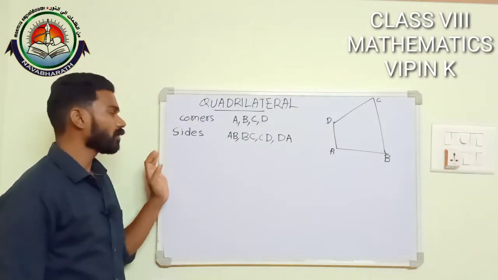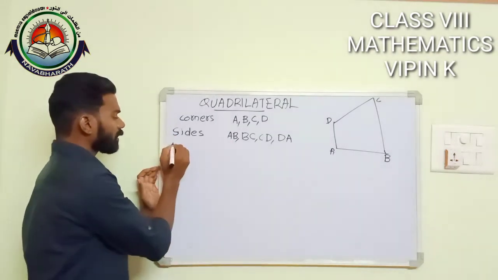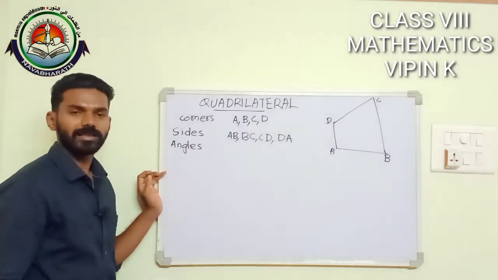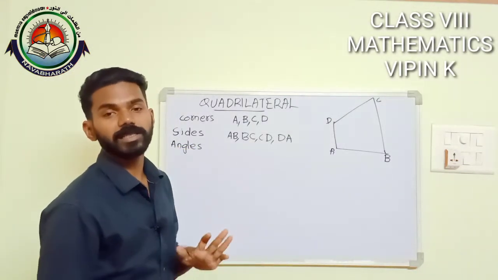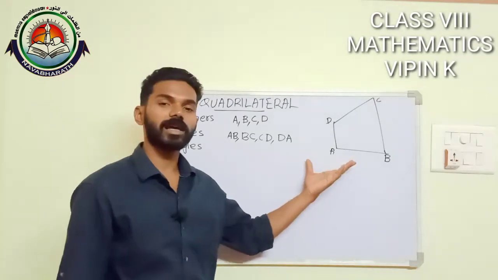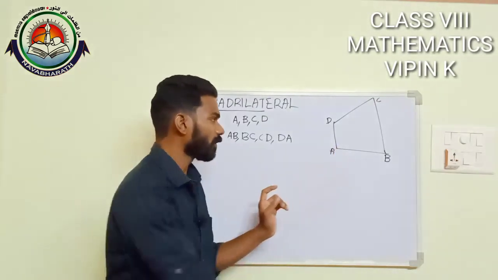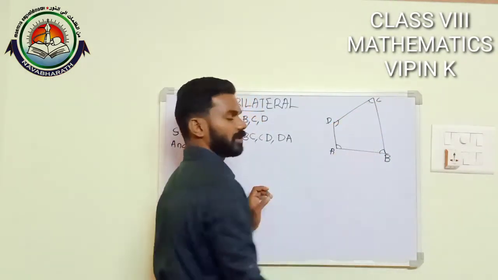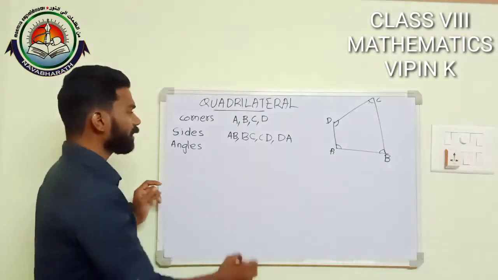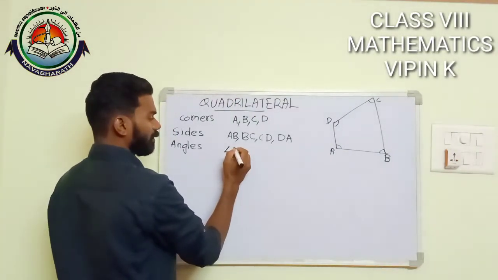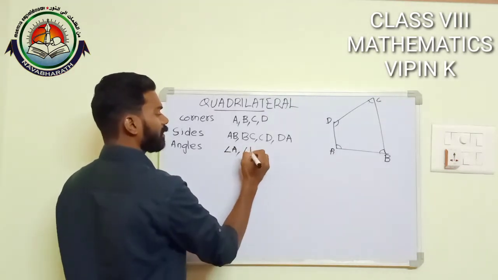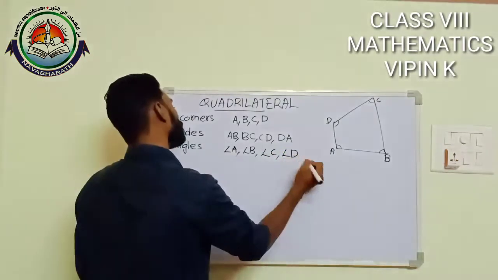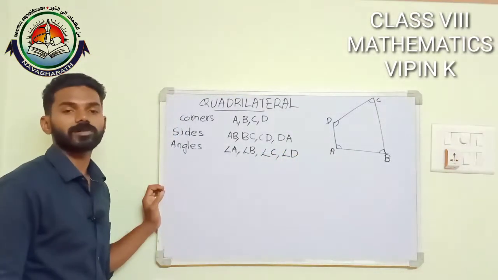Clear? So now we are going to consider the angles of the quadrilateral. Here I am considering the interior angles. Which are the interior angles of this quadrilateral? One angle is here, another one here, another one here and another one here. How can you name them? This angle can be angle A, the next one is angle B, the next one is angle C and finally angle D. These are the 4 angles of this quadrilateral.